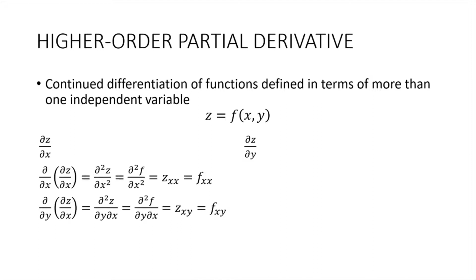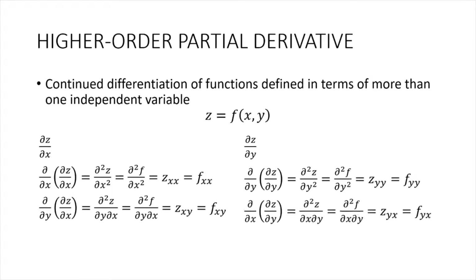Then for the partial derivative of z with respect to y, we can differentiate this again with respect to y. This will give us second partial derivative of z with respect to y, and then with respect to y again. Or we can do the second partial differentiation with respect to x. So first with respect to y and then with respect to x. This will give us second partial derivative of z with respect to y and then with respect to x.